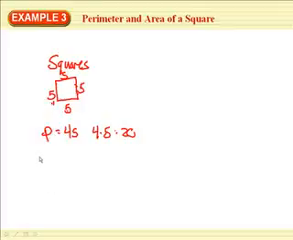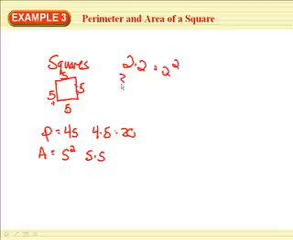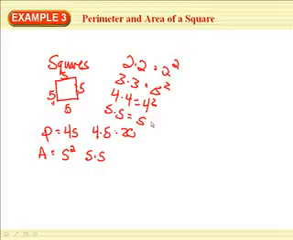Now to find the area, let's throw some exponents. Area is side times side, not length times width in a square. We call it side times side. So that would be side squared. Side times side. Just like in your regular last chapter, 2 times 2 was 2 squared. 3 times 3 was 3 squared. 4 times 4 is 4 squared. S times S would be S squared.